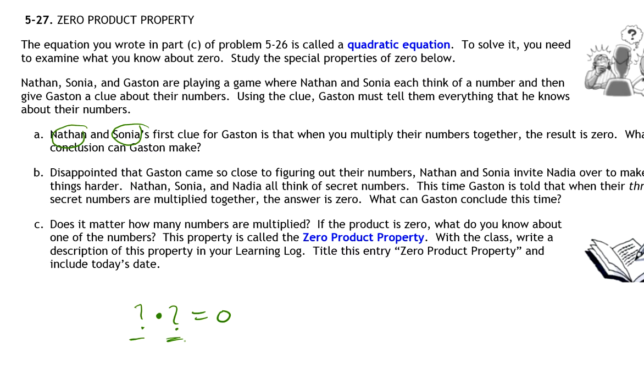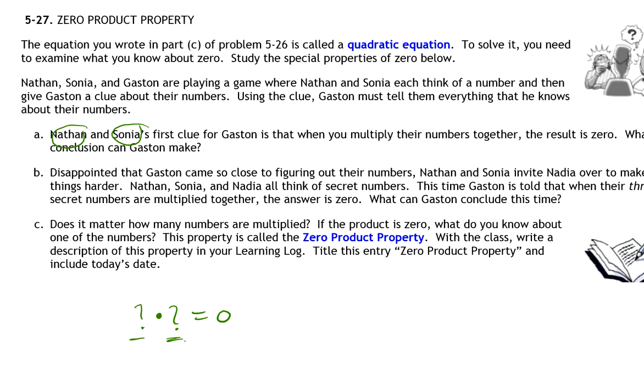I don't know. Disappointed that Gaston came so close to figuring out their numbers, Nathan and Sonia invited Nadia over to make things harder. Nathan and Sonia and Nadia all think of secret numbers. This time, Gaston is told that whenever the 3 secret numbers are multiplied together, the answer is 0. What can Gaston conclude this time?